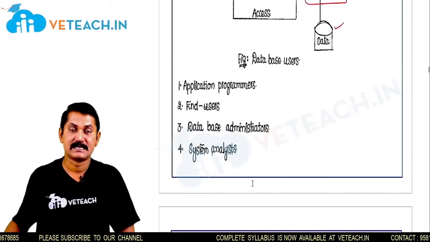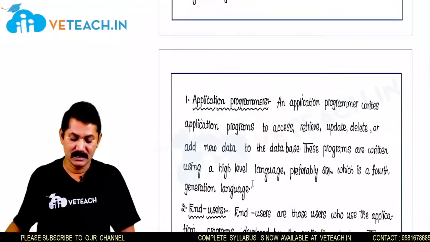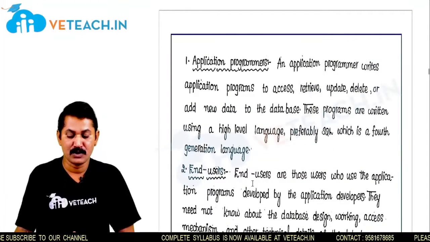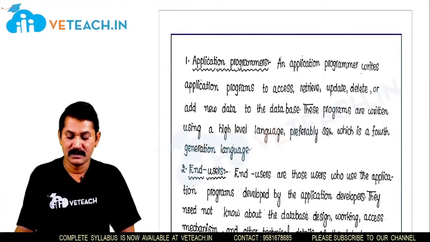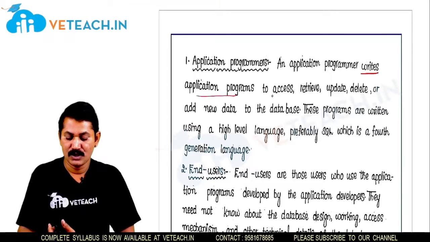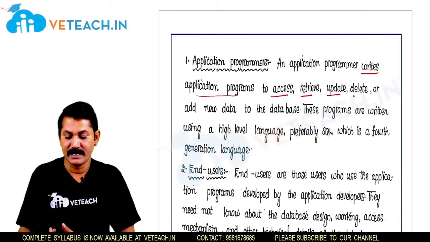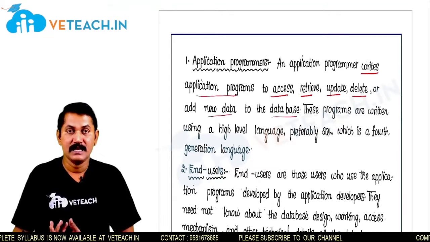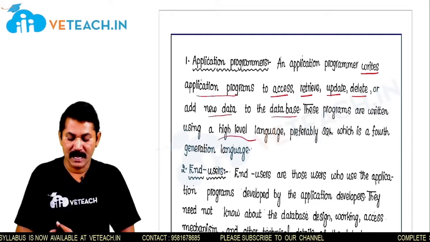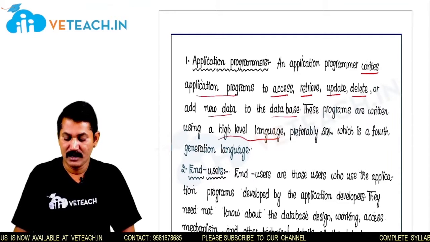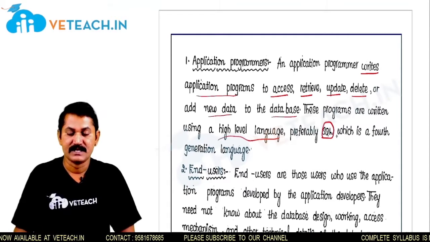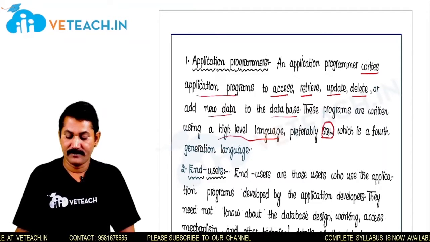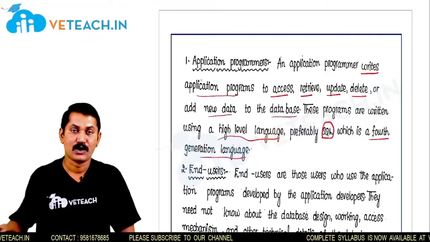Here we can have the study of all these users. The first one is application programmers. Application programmers are the users. They write application programs to access, retrieve, update and delete, or to add new data to the database. These programs are written using a high level language, preferably called SQL, which is nothing but structured query language, which is the fourth generation in the language sequence.